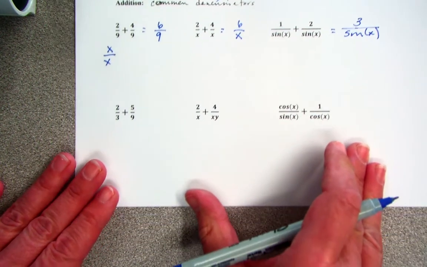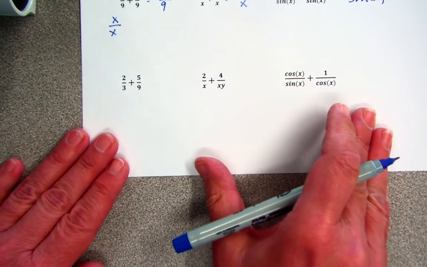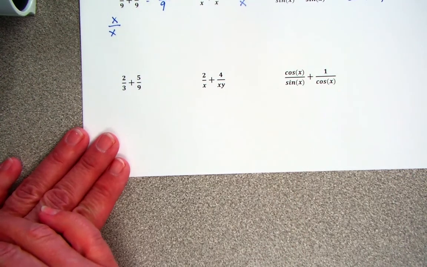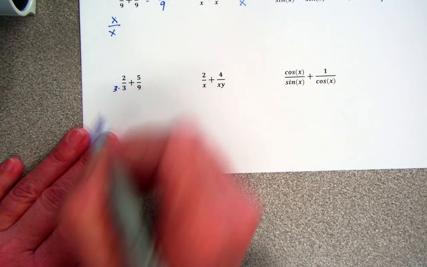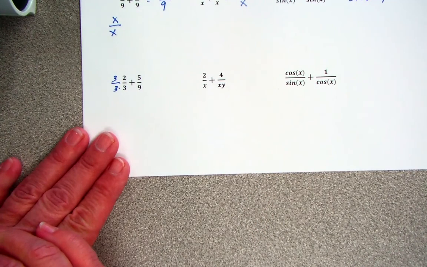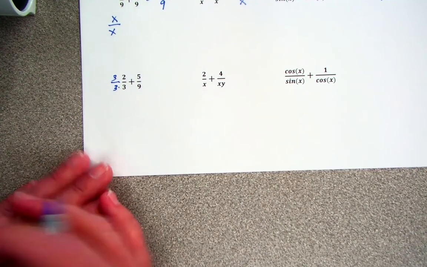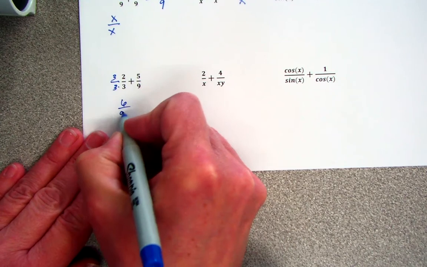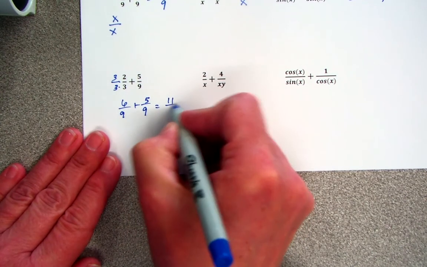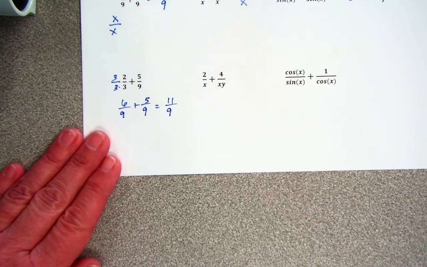Now the hard part comes when they don't have matching denominators. So 3 and 9 don't match, but if I multiplied 3 by 3, I can do that if I multiply the whole fraction by 1. 3 over 3 is a fancy 1. It's the one I need to make a 9 in the denominator. Again, I have to add those up, and I get 11/9. So we can leave it there.